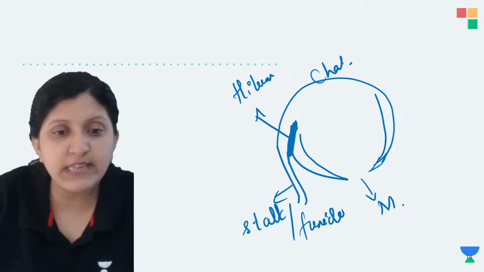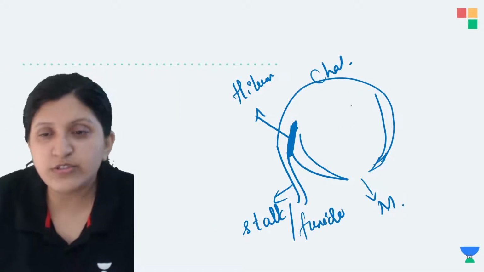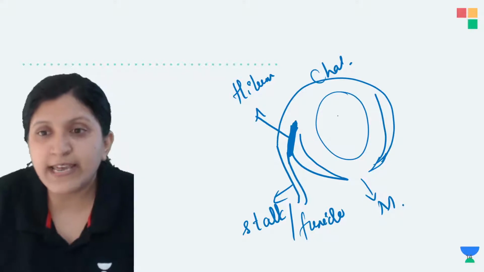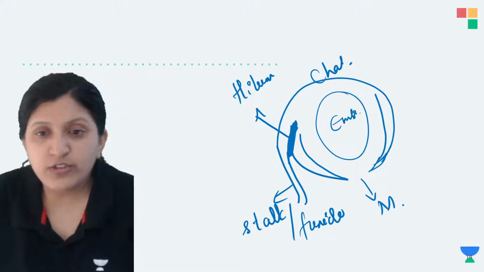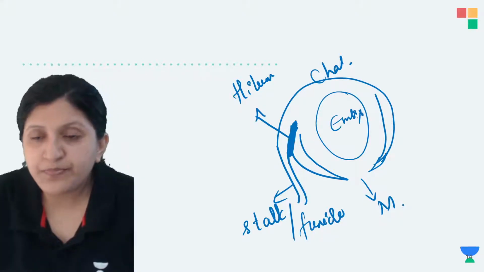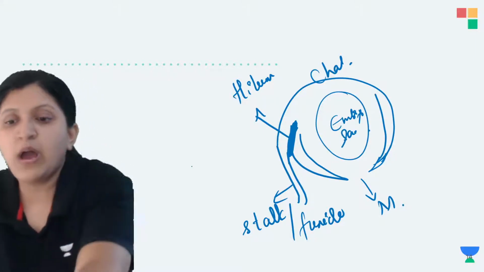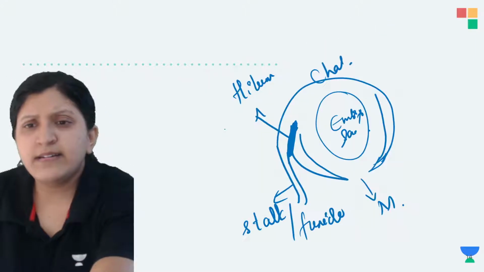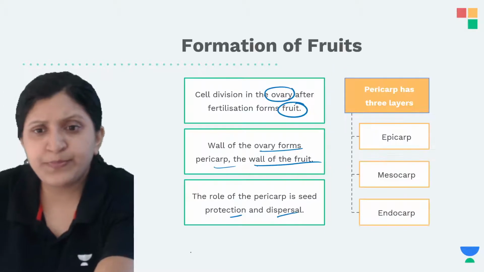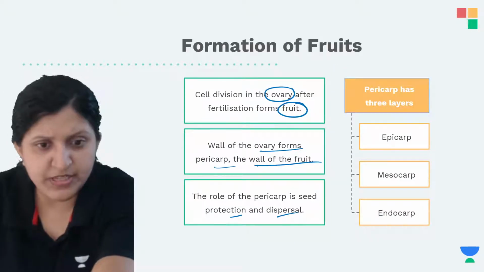If you have seen them, I'll just draw it here. This is basically the embryo sac that I need to draw inside this. I hope you got this part. I'll just explain how the pericarp looks with respect to that.